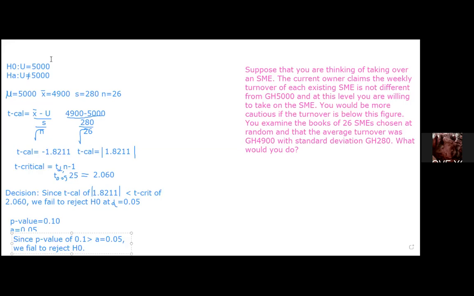Please, do you understand it? Hello? Yes, please. So the owner says the thing is not different from 5,000. It means the thing is 5,000, and we do not reject it.